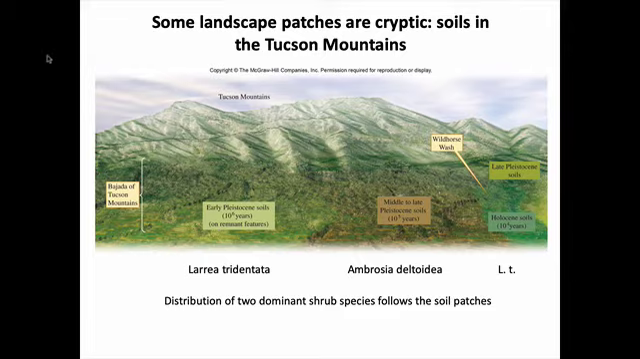Similar looking habitat patches, we discovered that they were actually somewhat different.